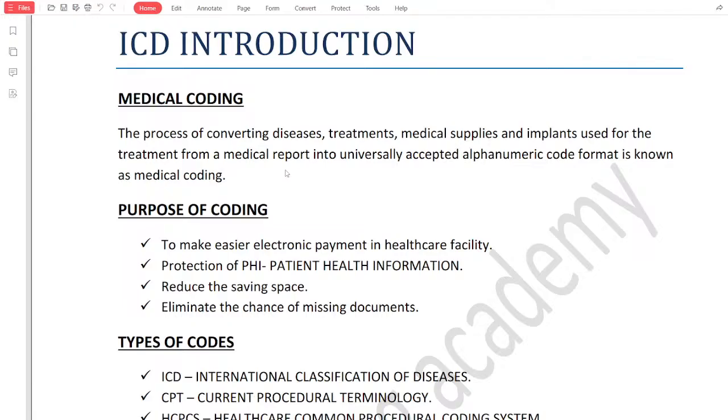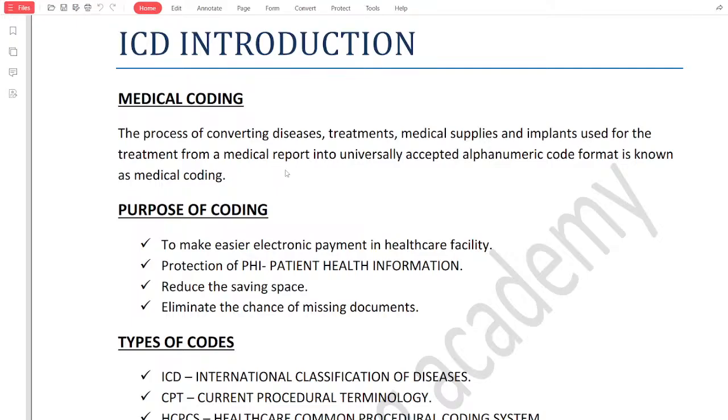Clear? And the purpose of coding. There are four or more purposes, but I'm including just four. First, to make electronic payment easier in a healthcare facility. This is one of the important purposes. Second, protection of PHI, patient health information.